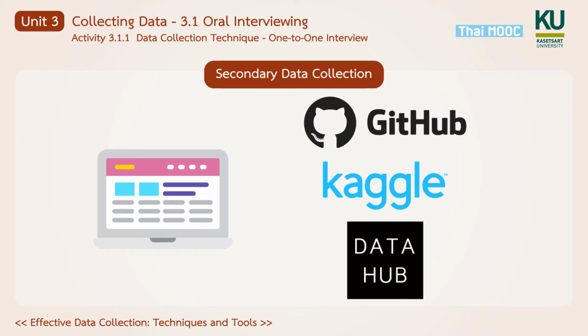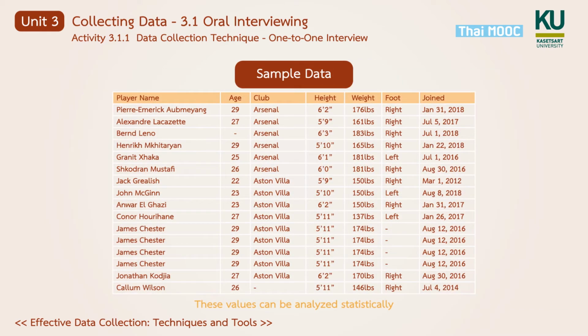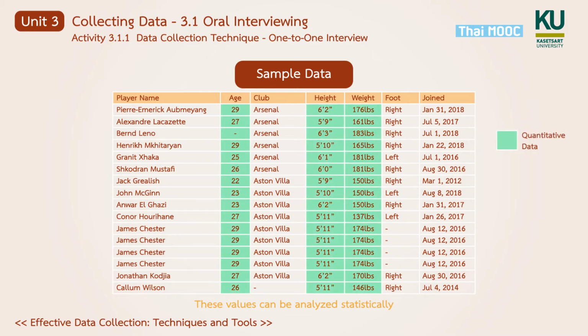A snapshot of the data collected is shown on the screen. As you can see, some attributes such as age, weight, and height have numeric values. These values can be analyzed statistically. This type of data is known as quantitative data. Other attributes such as name of the player and the club provide more information about the player. Measurements and analysis for these are done differently from those done with quantitative data, like height and weight. This type of data is known as qualitative data.